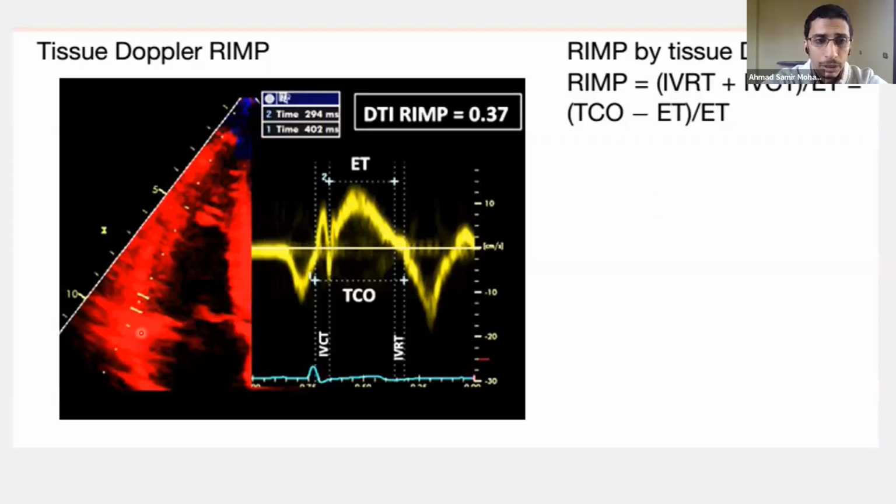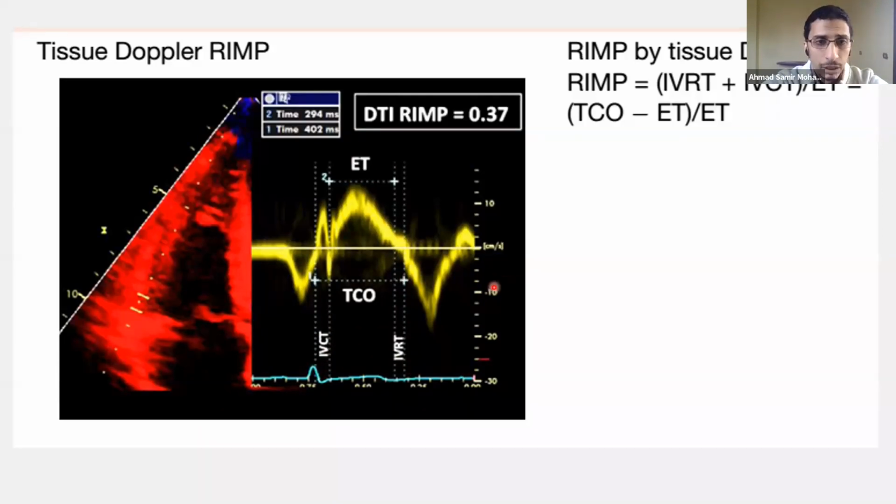Similarly, the same view that you have to get the S prime, you can get the RIMP from the tissue Doppler at tracing the tricuspid valve lateral or the free annulus part. And the RIMP is detected by the ratio between the non-ejection part over the ejection part, the ejection time from the cardiac cycle in the right ventricular perspectives. This is by the summation of the isovolumetric contraction time and the isovolumic relaxation time. This sum is divided over the ejection time.